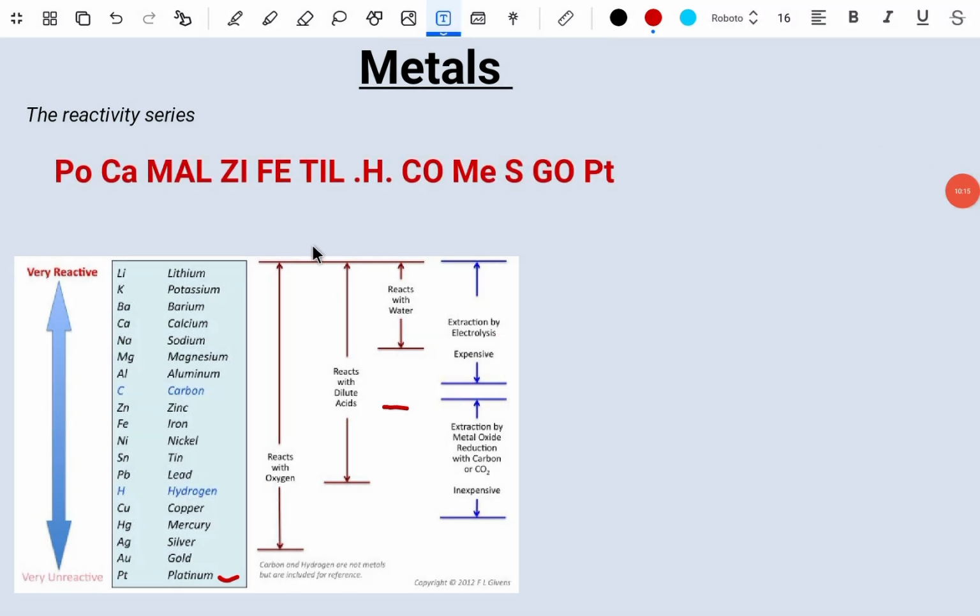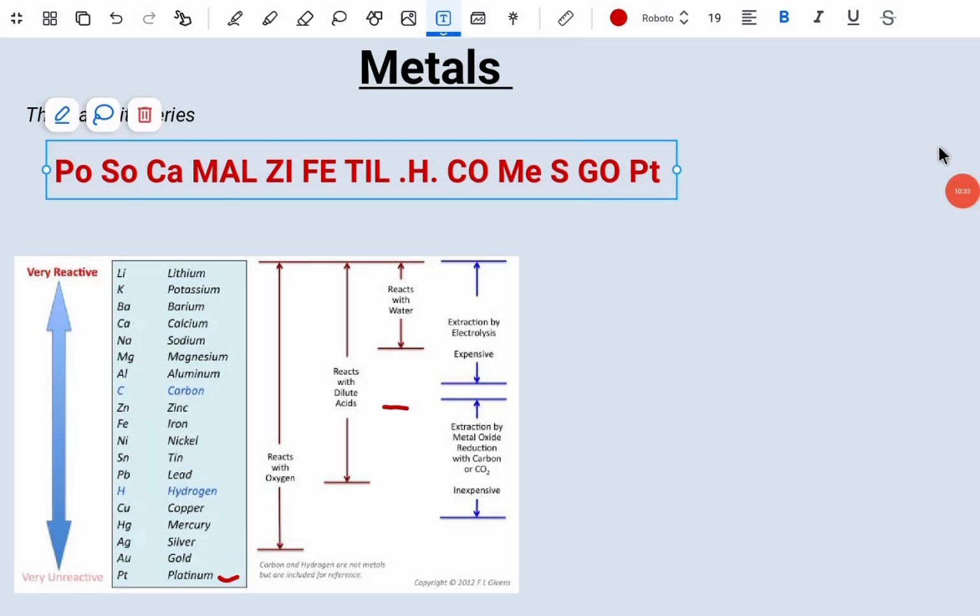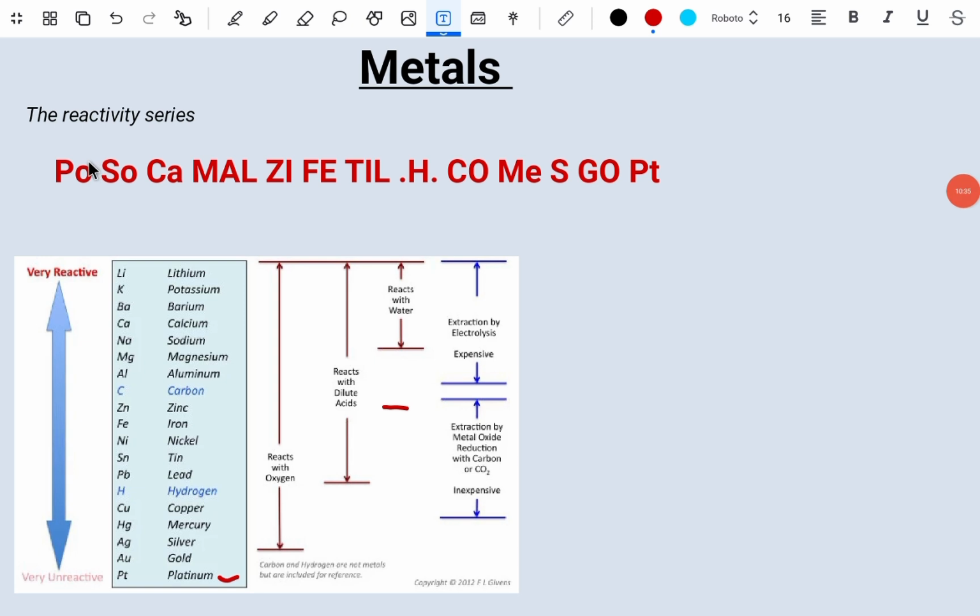Alright, so there are a lot of mnemonics out there that are used to memorize the reactivity series. This always works like magic. For example, I have this word here, "Po". Let me just edit it, I've forgotten one thing there. So you can see Po, So, Ka, Ma, Zi, Fe, Ti, H, Co-Mer, Go-Pt.